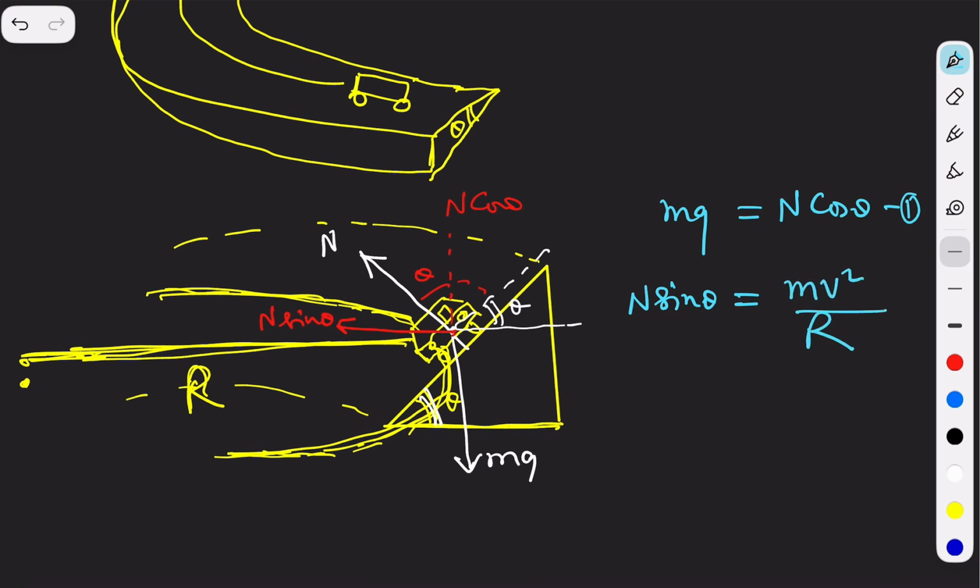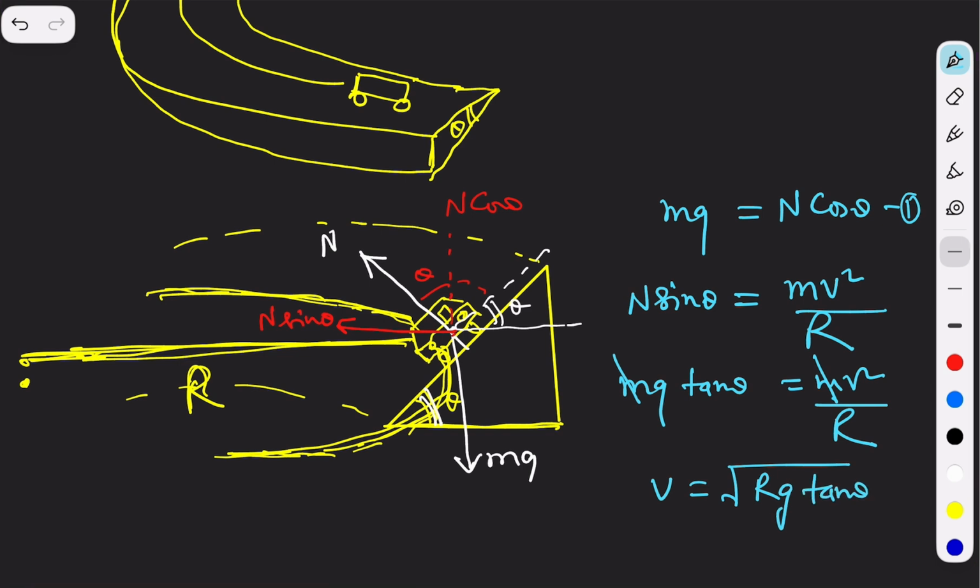So guys, if you see, N is equal to mg by cos theta, and if I put that here, we will get mg tan theta is equal to mv square by r. So guys, cancel, so v is equal to the square root of rg tan theta. V is equal to root of rg tan theta. That is the velocity that you should possess to take this turn.